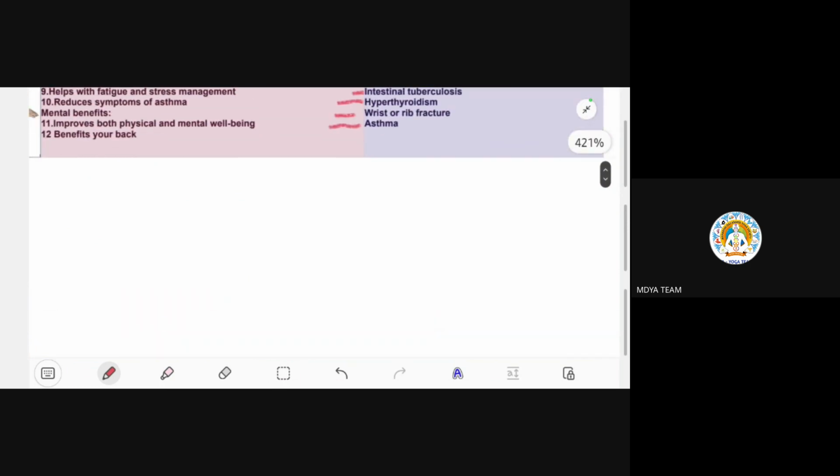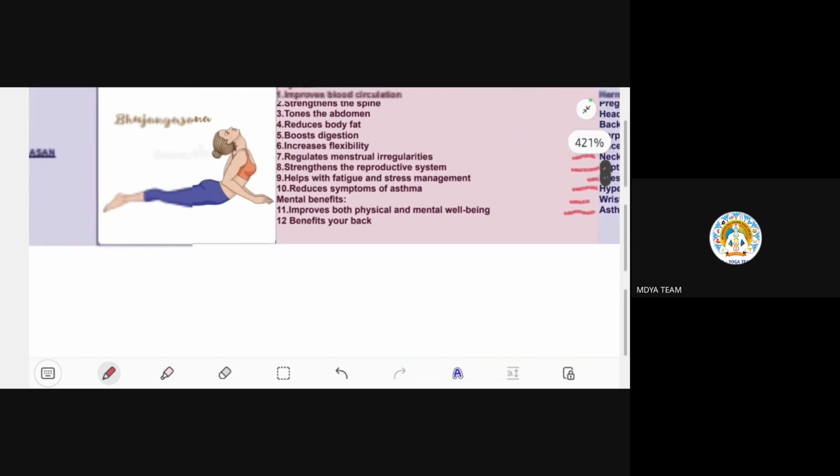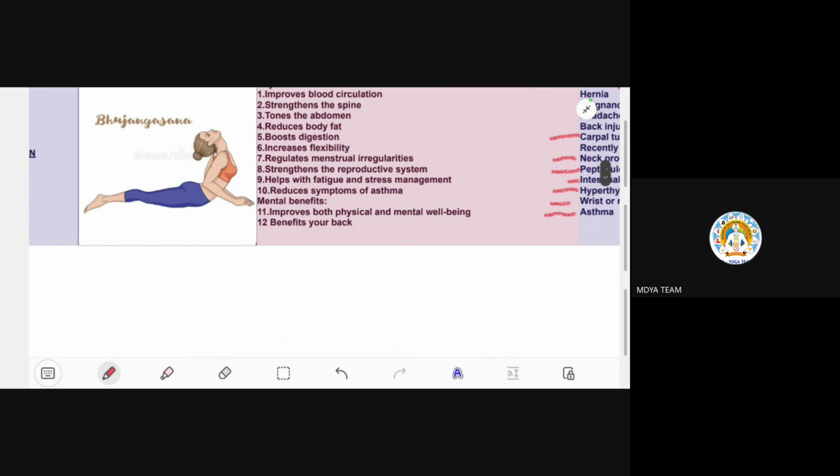Why is it contraindicated for asthma, ma'am? Asthma needs a lot of stretch for the lungs, the bronchi and the throat region. This is all related with each other. But the spine flexibility, I was just about to explain this.